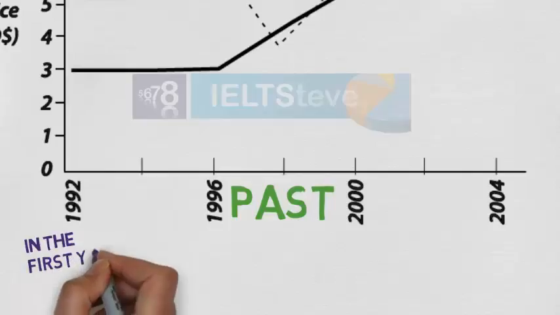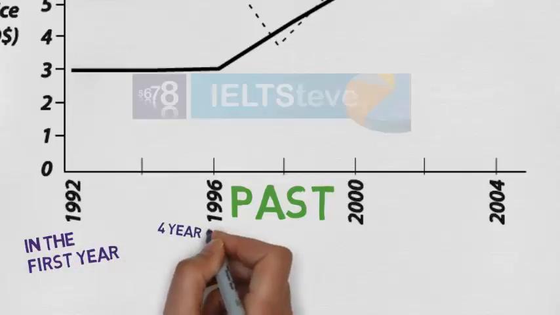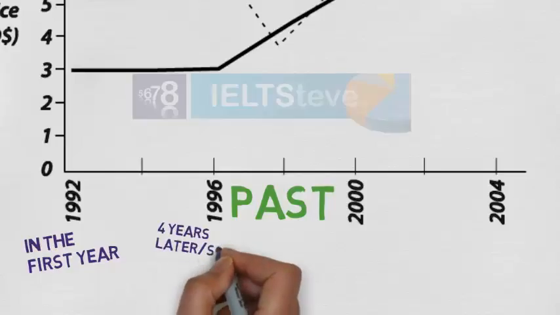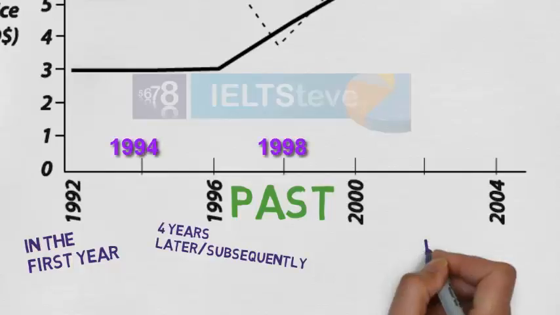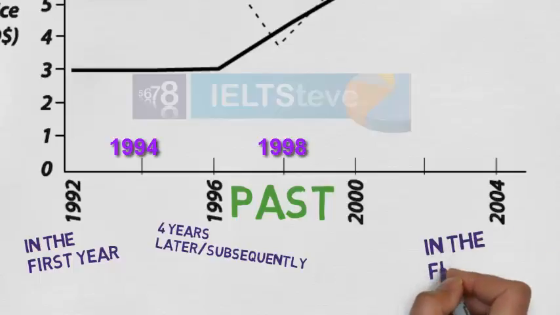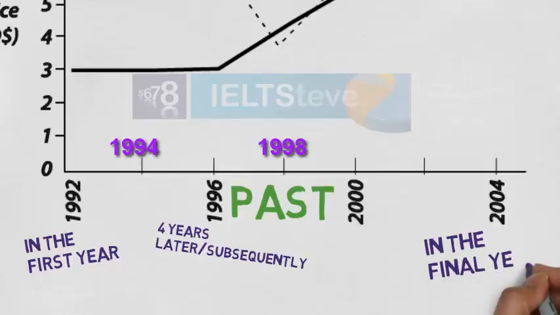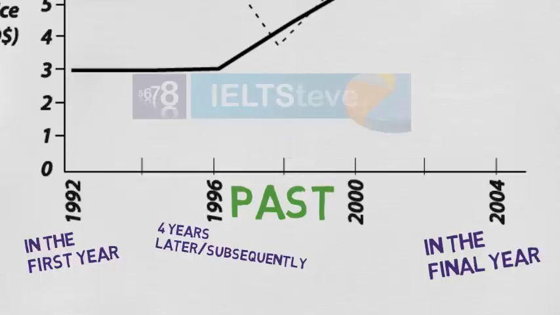We can also think about other synonyms and substitution we can use for the date. So, we've got in the first year, 4 years later, or 4 years subsequently. Remember, we can also just say in 2000 or in 1996. Finally, here we can say in the final year. That's a good substitution, again helping your coherence and cohesion mark.